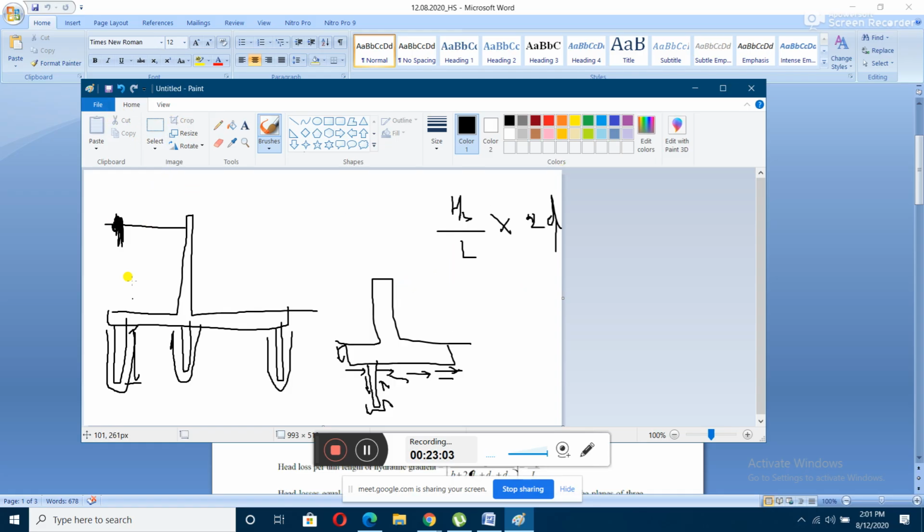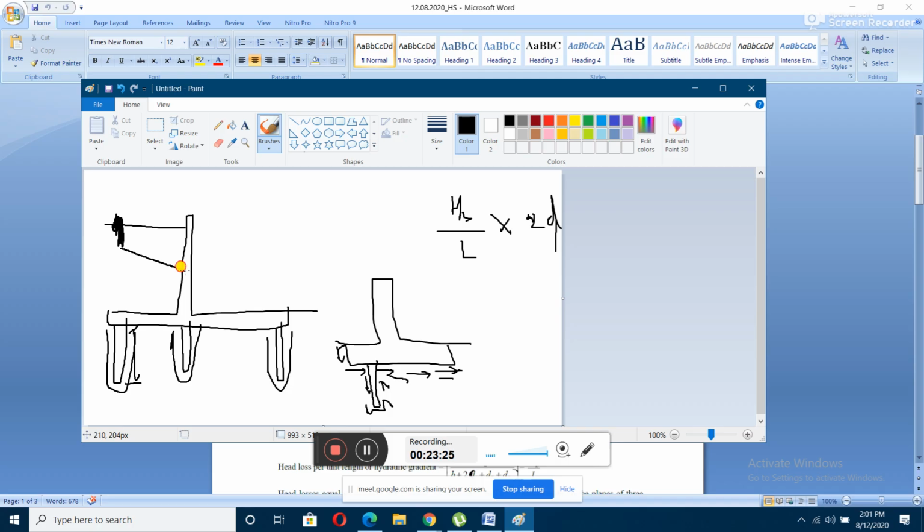So water has to travel this length, 2 times that of D1. So there will be a head loss of HL by L into 2 times that of D1. This will be the head loss here. Then it will follow this straight line.